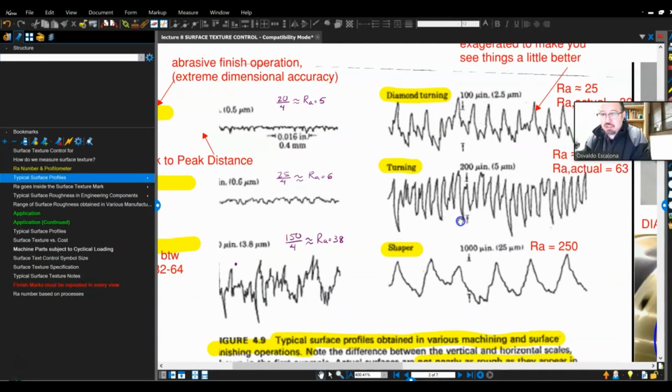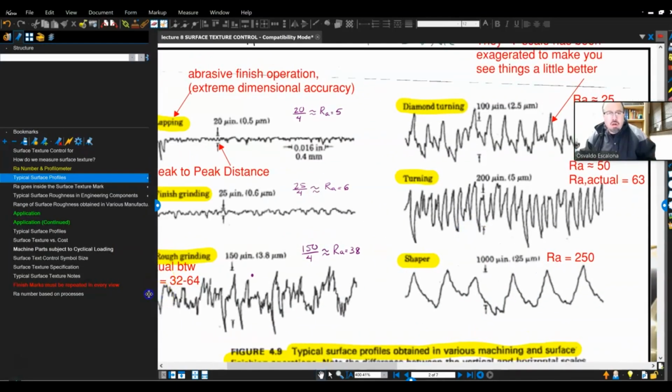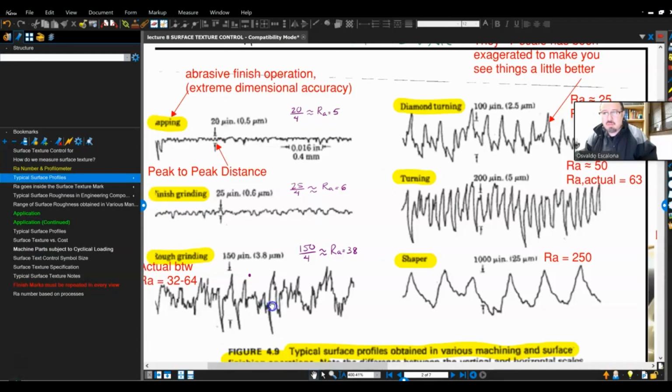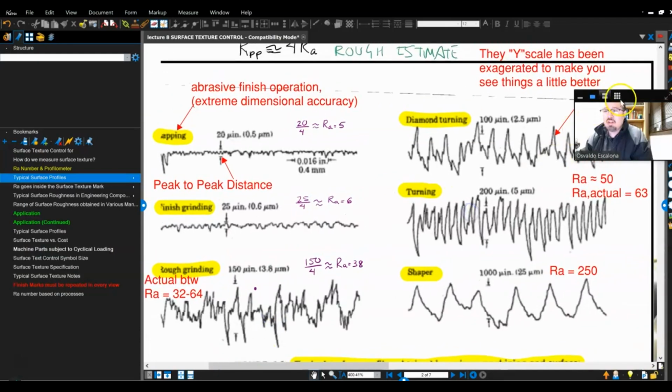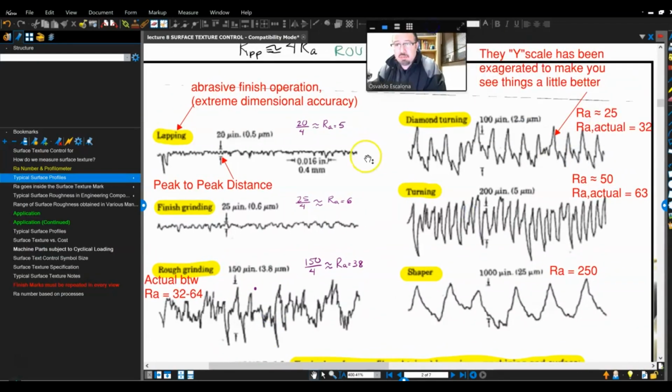Depending on the machine operation that you have, you will generate a different type of surface finish. Usually when you machine something, you're looking at your tolerance, and you're also looking at your surface texture, because each of the machining operations will produce a different Ra number. A shaper, as it acts with a sewing motion, will get you an Ra number of 250.